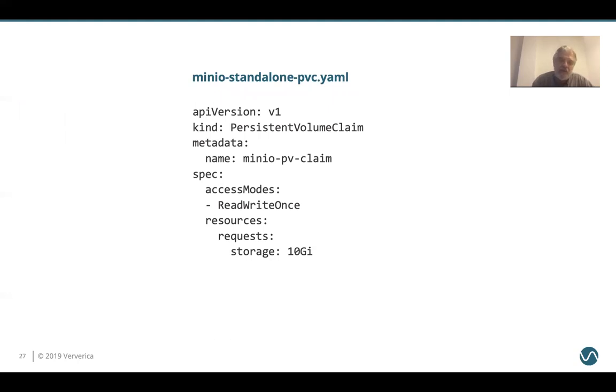And there are several components needed to set this up. First of all, I need to have a persistent volume claim. In this case, I've said I want to have 10 gigabytes of read-write storage. And since I'm running this standalone, I'm just going to have one instance of this. I'm not going to have a fault-tolerant Minio cluster on my laptop. I'm just going to have a single instance.